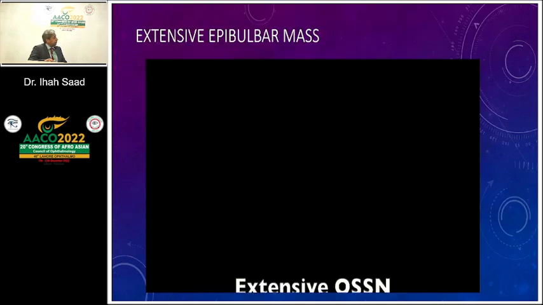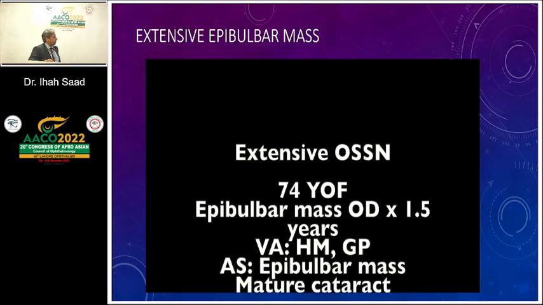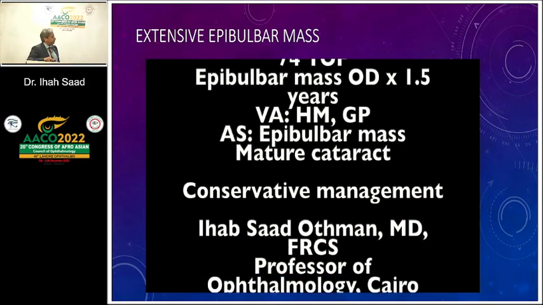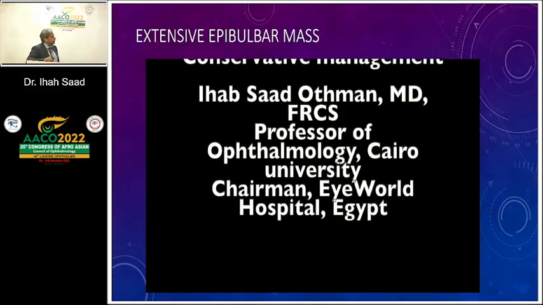So we encountered this lady coming from Yemen. She's a 74-year-old female coming with an epibulbar mass for 1.5 years with poor vision and a mature cataract in this eye. We decided to manage it conservatively.